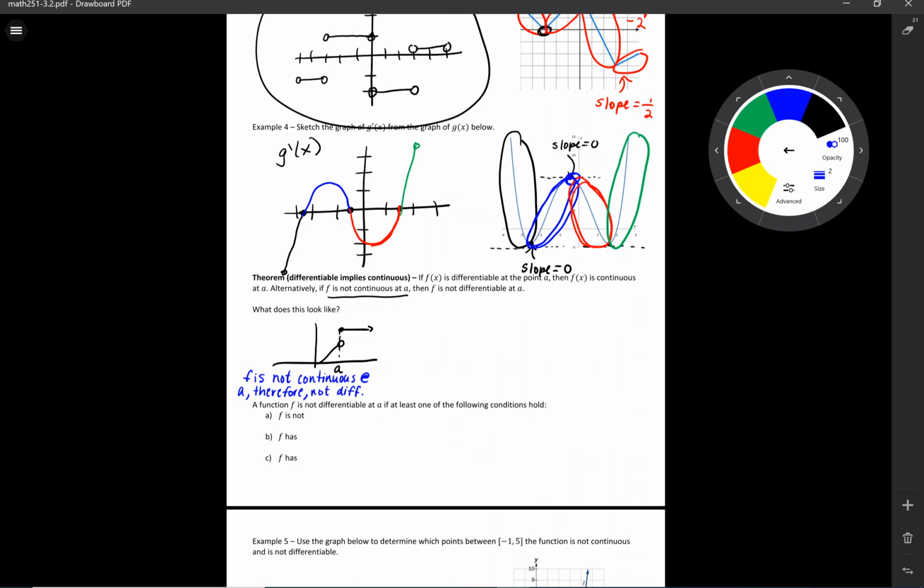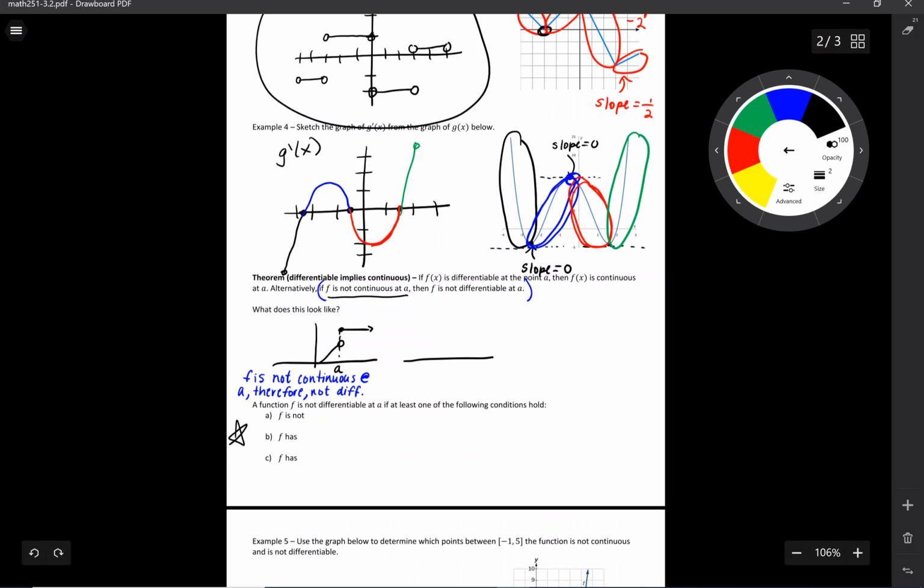Okay, we can have situations where f of x is continuous but not differentiable. This is important because the converse of this statement is not true. This theorem does not say if f is continuous, then f is differentiable. So we can have situations where f is continuous but not differentiable, and we're going to talk about that down here more.